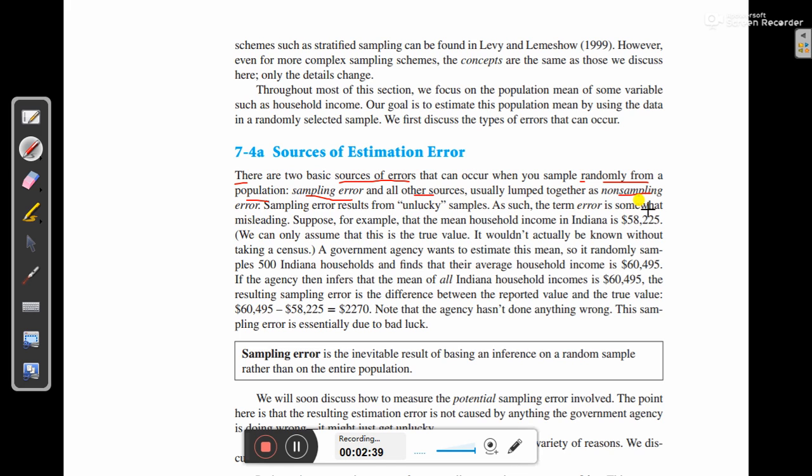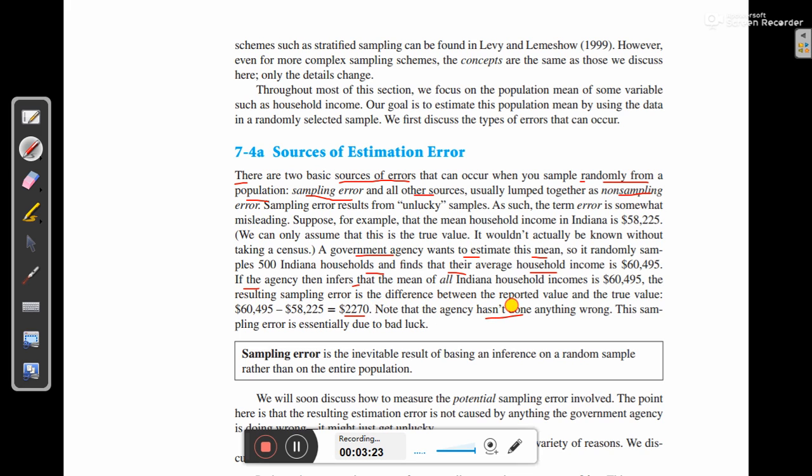As such, the term error is somewhat misleading. Suppose, for example, that mean household income in India is 58,225. We can only assume that this is the true value, and it would not actually be known without taking a census. A government agency wants to estimate this mean, so it randomly samples 500 Indian households and finds that their average household income is 6,495. If the agency then infers that the mean of all Indian household incomes is this, the resulting sampling error is the difference between the reported value and the true value. So here you can see this is the error.